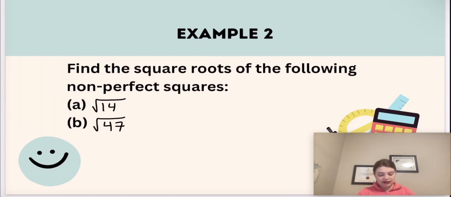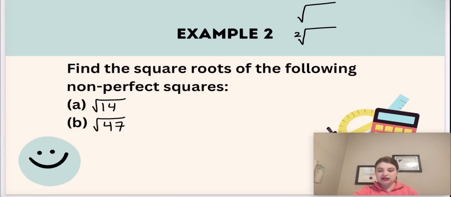So for the first one, it says square root of 14. On your calculator, you want to find the button that looks like this or that looks like this with a little 2. Either one of those buttons is good. Then type 14, hit equals, and it's going to give you a long list of numbers. In this case, we're just going to round to the nearest couple decimal places. So the first numbers are 3.741. So I'm going to round this to about 3.74 and leave it at that.